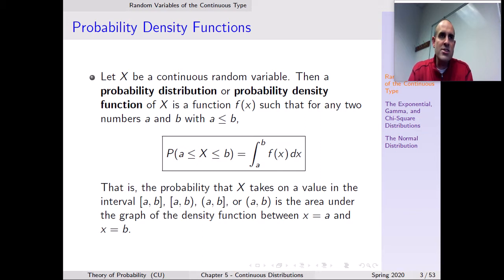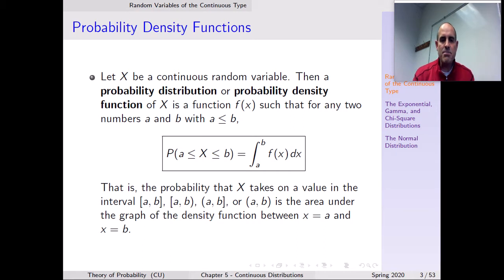Before, in the discrete case, we had the so-called probability mass function, and that told you the probability of being equal to any particular value. But now that's 0. Now we're only interested in the probability of being in an interval of values, and that's gotten at by taking the density and integrating it over that interval. So instead of dealing with sums of things, we're dealing with integrals of things.